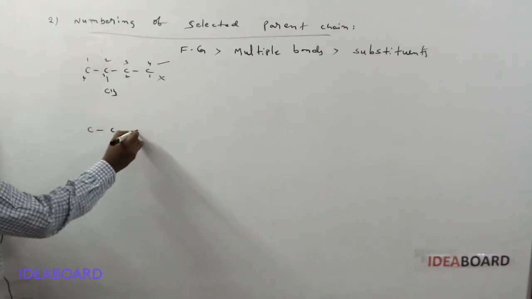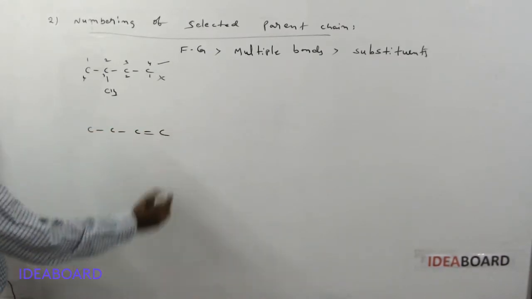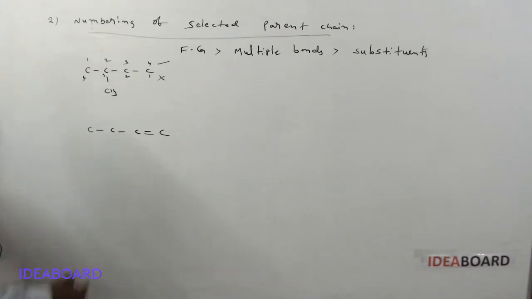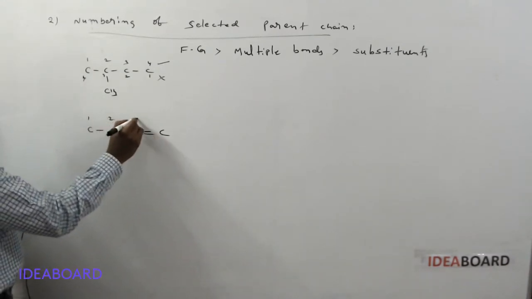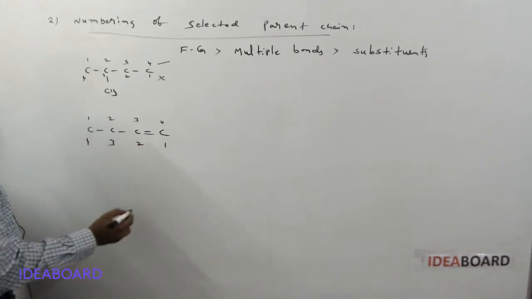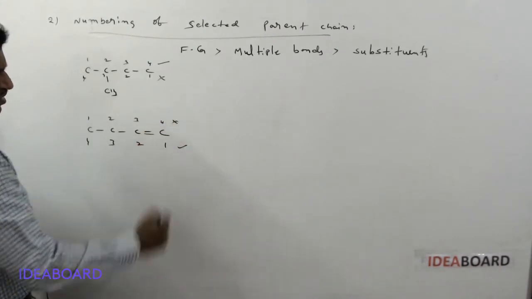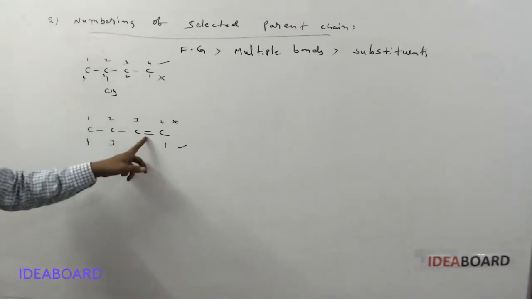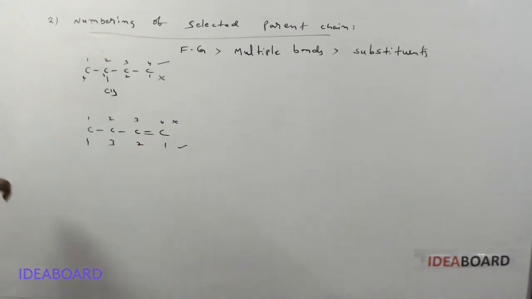And next, similarly, if you have a double bond here, then how is the numbering given? Suppose I am giving 1, 2, 3, 4 from one side and 1, 2, 3, 4 from the other. Which is better? This is correct and this is wrong, because the double bond gets the lowest number from this side only.